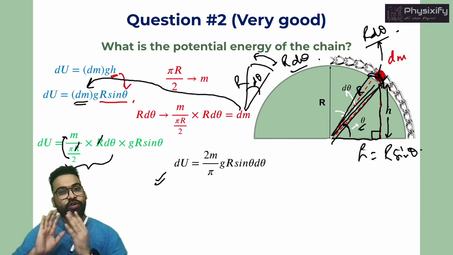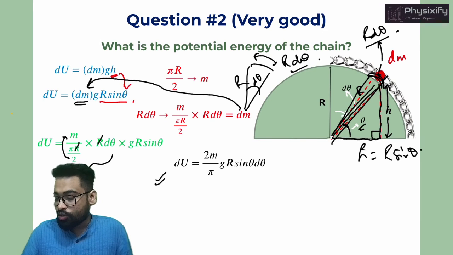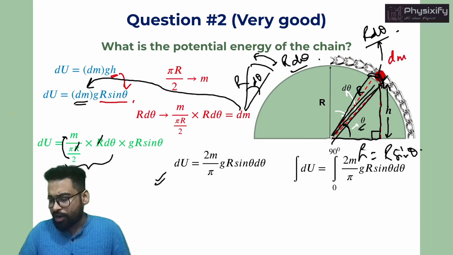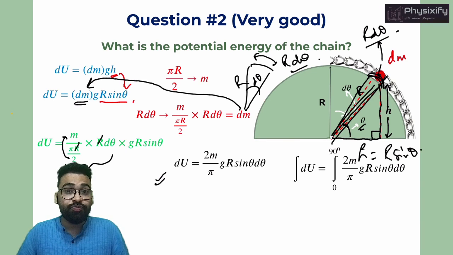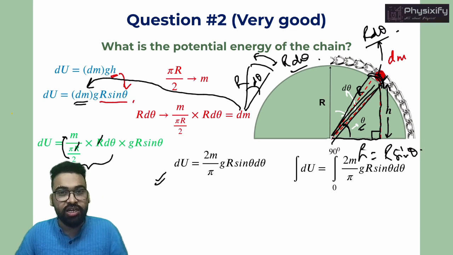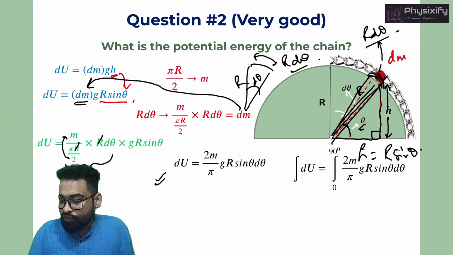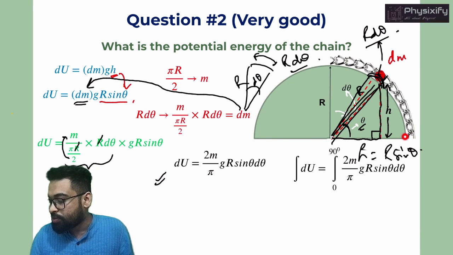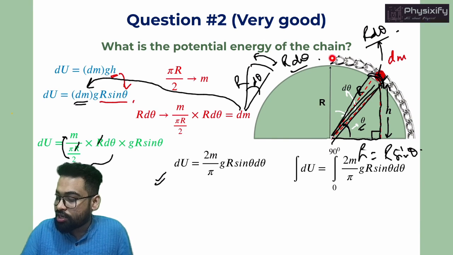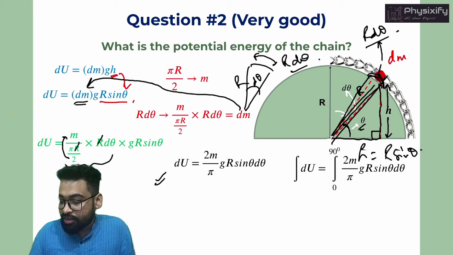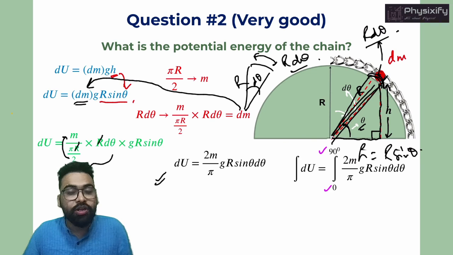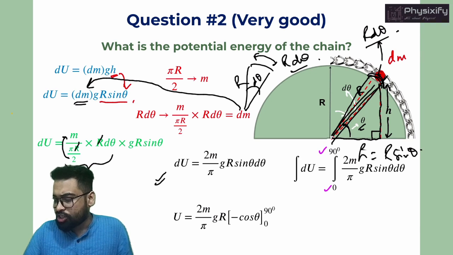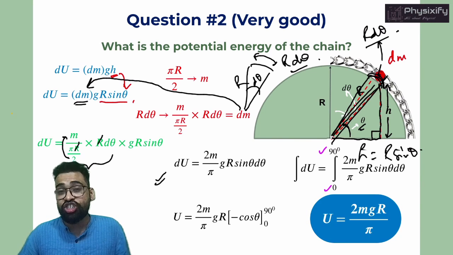Now, if you have made it till here, physics is actually done. Now you need to do a little bit of mathematics. So we integrate on both sides to get potential energy. We integrate theta, because the value of theta for this element would be 0, and if we go till here, this angle overall would be 90 degrees. So we have integrated theta from 0 to 90 degrees. Once you do the calculations, the final result turns out to be 2 mgr by pi.